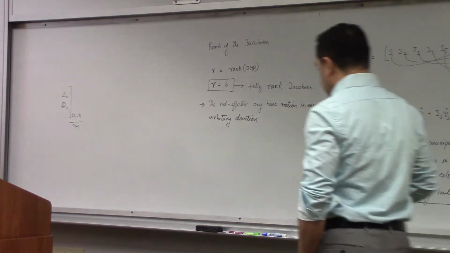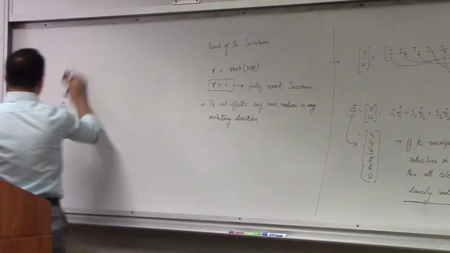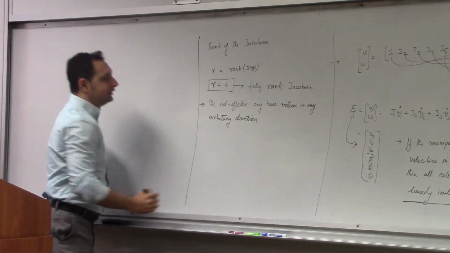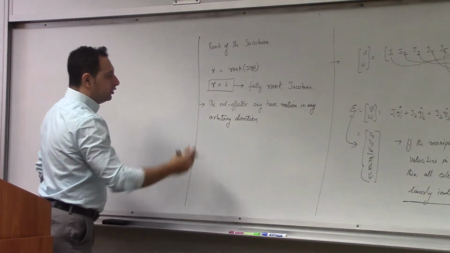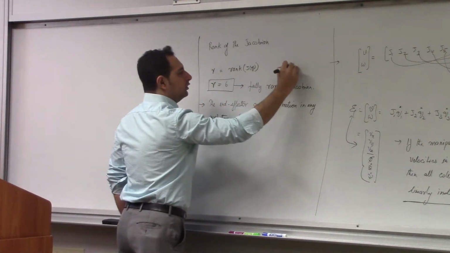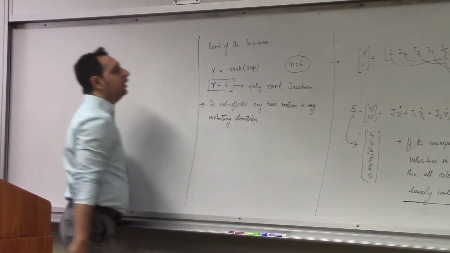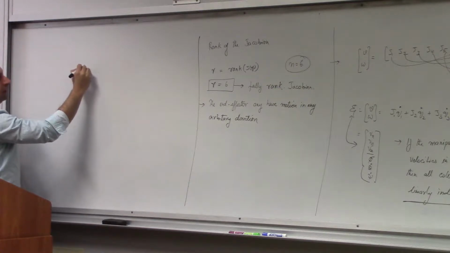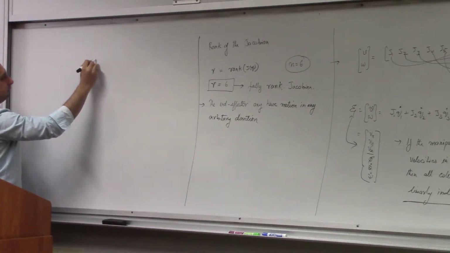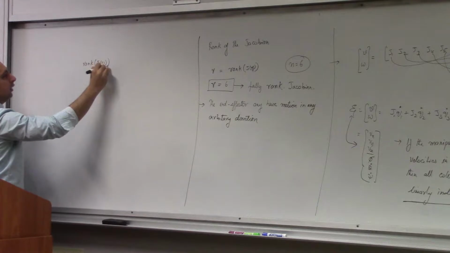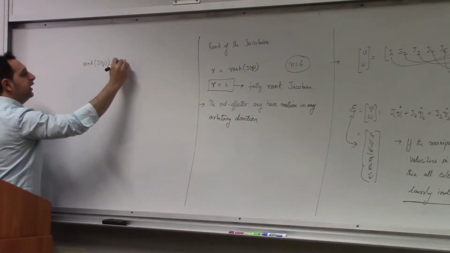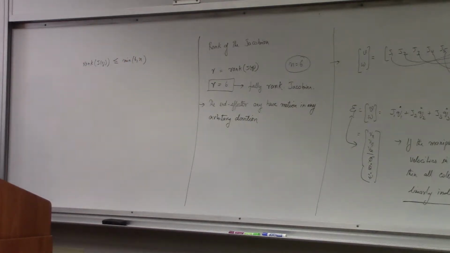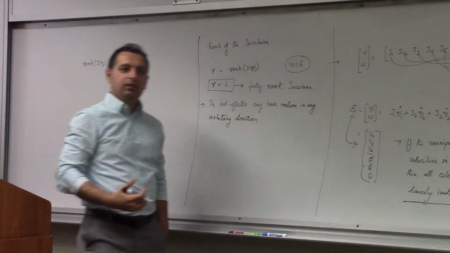Now, what happens when the rank is less than full? Usually, in this case we are considering n equal to 6. The maximum rank any matrix can have, the rank of a Jacobian, will always be less than or equal to the minimum of 6 or n. Okay? Why is it 6 or n?